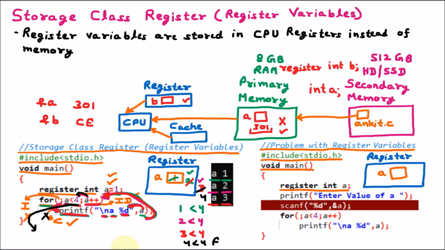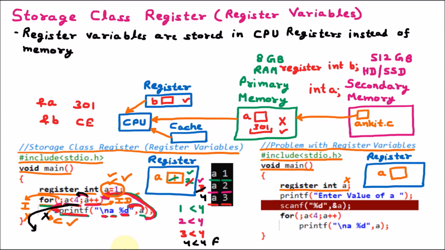It does not have any address because a register variable doesn't have an address. We cannot access it. We don't have the permission. Here there is a change. We have not initialized its value. If we observe the previous part, we had already initialized the value with a equal to 1. But here we have not initialized the value. We want the user to provide the value.